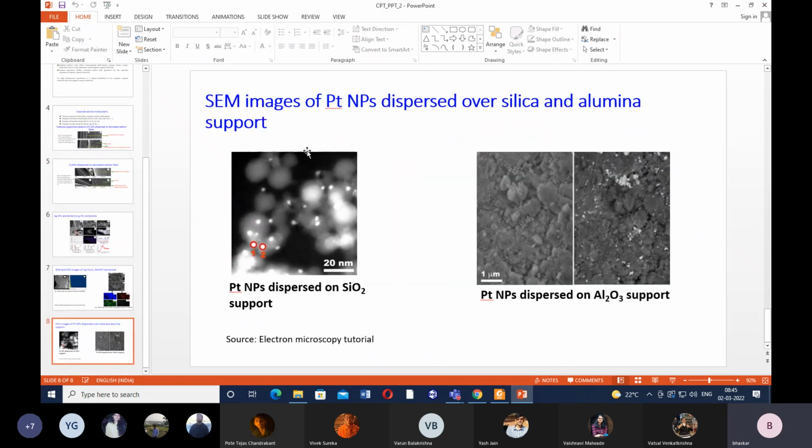Okay, can everybody see these images? Yes, sir. You can see it, right? So these are basically the scanning electron microscopic images of platinum nanoparticles.